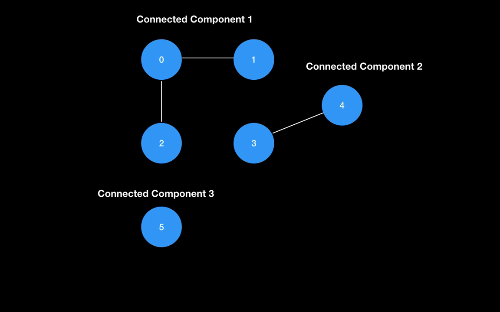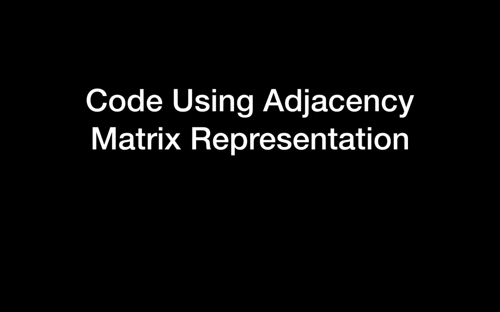First connected component is having vertices 0, 1 and 2. Since the graph is undirected, we don't have any arrows. We don't have any direction given to this graph. It is also an unweighted graph since the edges don't carry a weight. Connected component number 2 is connecting vertices 3 and 4, and connected component 3 does not connect to any other vertex. We will be coding it out using an adjacency matrix representation.